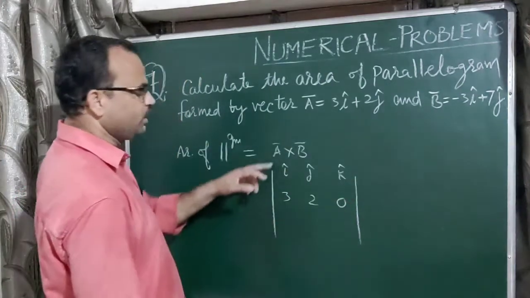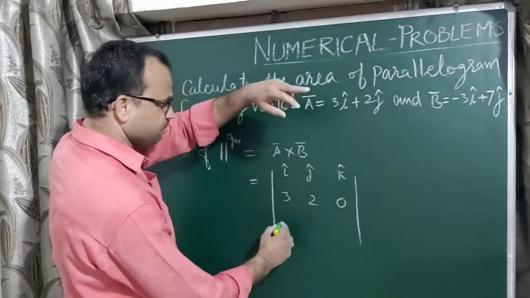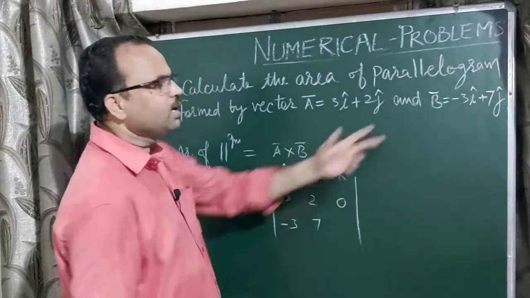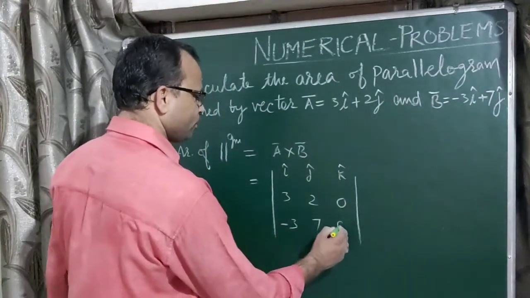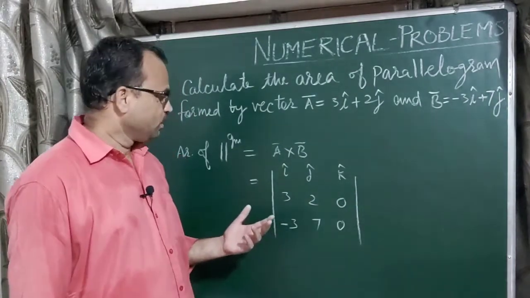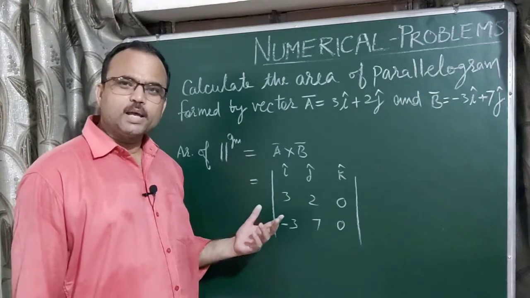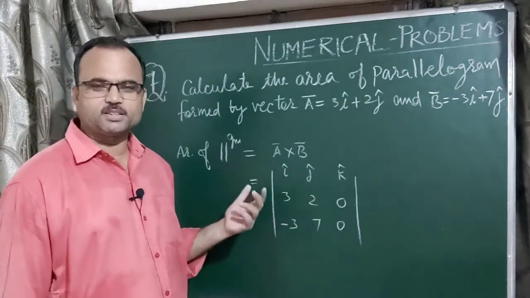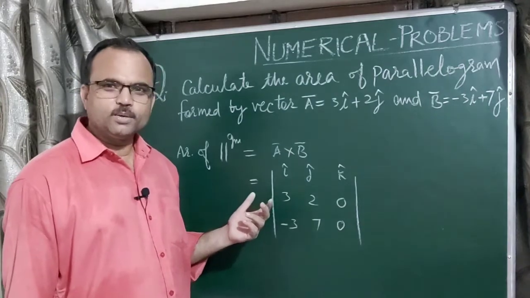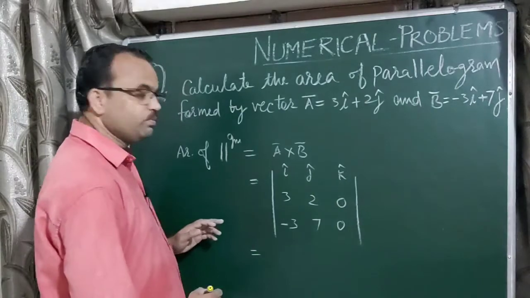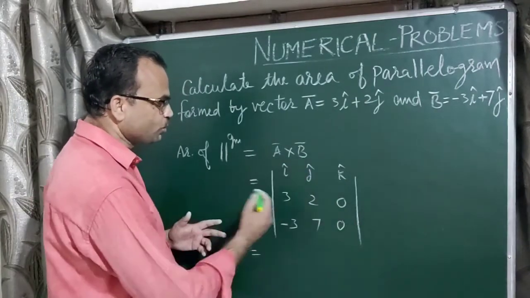Similarly in the case of B, the coefficient of i is minus 3, the coefficient of j is 7, and k again 0. Okay. Now in this question we are going to tell you a shortcut to solve this matrix. How can we write the solution of this matrix?